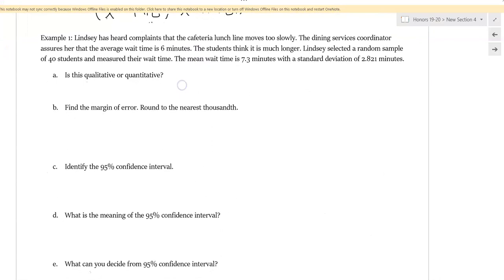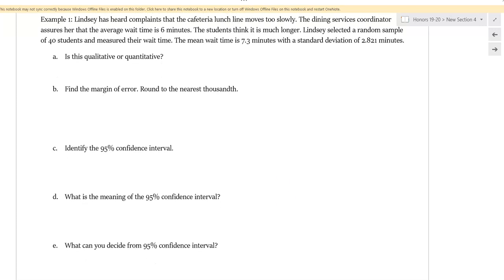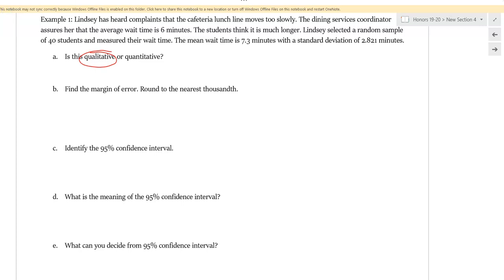Lindsay has heard complaints that the cafeteria lunch line moves too slowly. The dining services coordinator assures her that the average wait time is 6 minutes. The students think it is much longer. Lindsay selected a random sample of 40 students and measured their wait time. The mean wait time is 7.3 minutes with a standard deviation of 2.821 minutes. Is this qualitative or quantitative? My answer to the question is how long did I wait? I waited 7 minutes. It's a number. So this is qualitative. Nope, I just circled the completely wrong one. This is a number. It's quantitative.